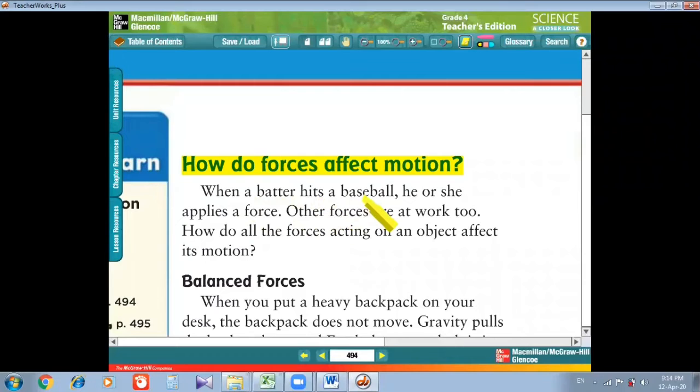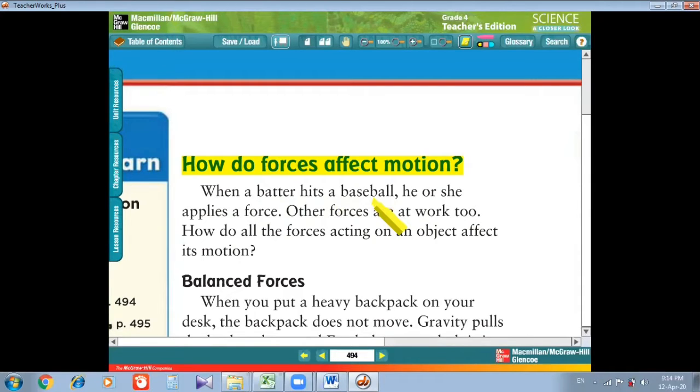On this page, we have the topic, How do forces affect motion? When a batter hits a baseball, he or she applies a force. Other forces are at work too. Whenever we apply some force on an object, as the batter is hitting the baseball, he is applying some force on the baseball. So this is the first force. There will be gravitational force also. There will be frictional force also.